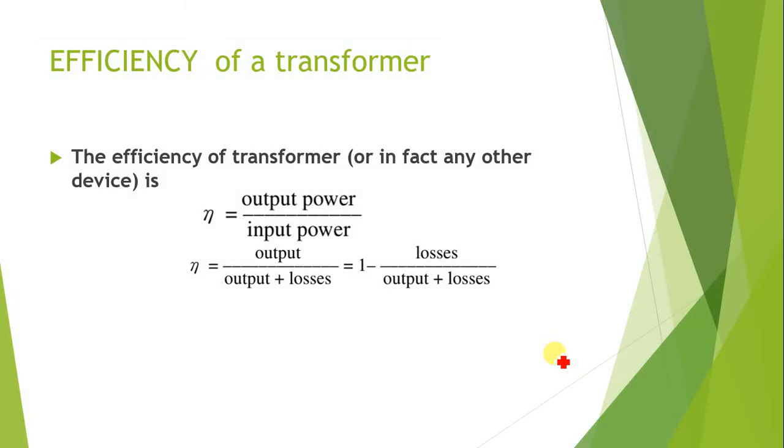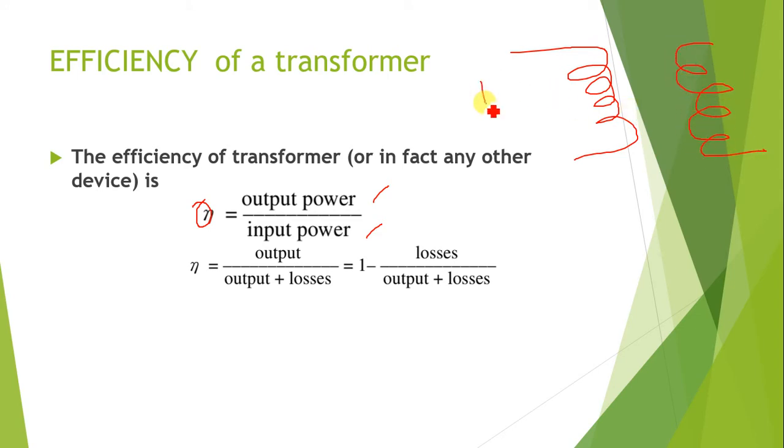The efficiency of a transformer, or of any other device, is denoted by eta, which is equivalent to output power divided by input power. Here, in the case of a step-down transformer, I am giving 11,000 volts and getting 415 volts as output. The primary current will be less, let us say 100 amps, while the secondary current will be 10,000 amps.